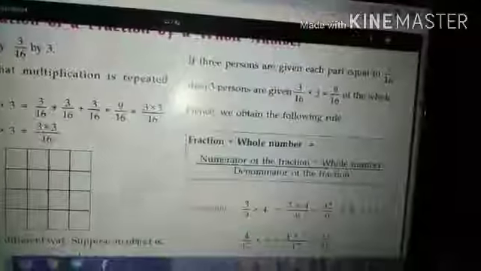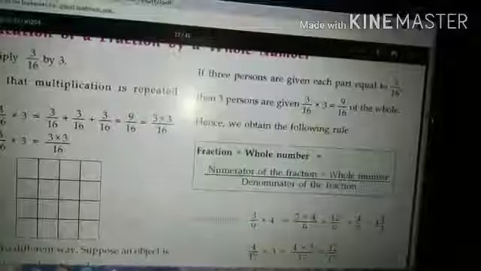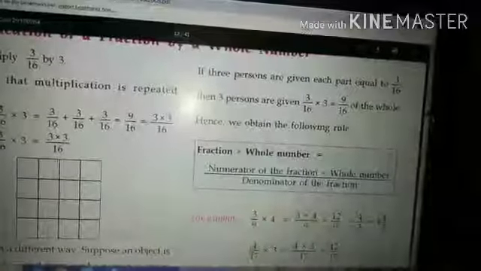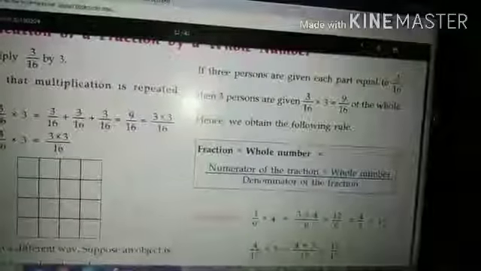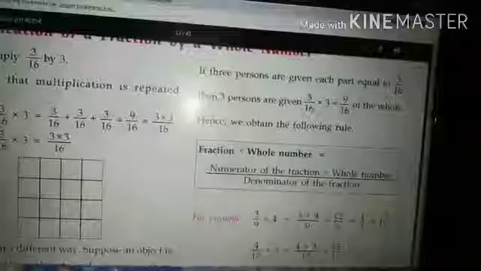Next is 4/17 multiplied by 3. In this case also only the numerator is multiplied with the whole number. What is the numerator of 4 upon 17? 4. So 4 multiplied by 3. We put 4 multiplied by 3 in the numerator and upon 17, which is equal to 12 upon 17.